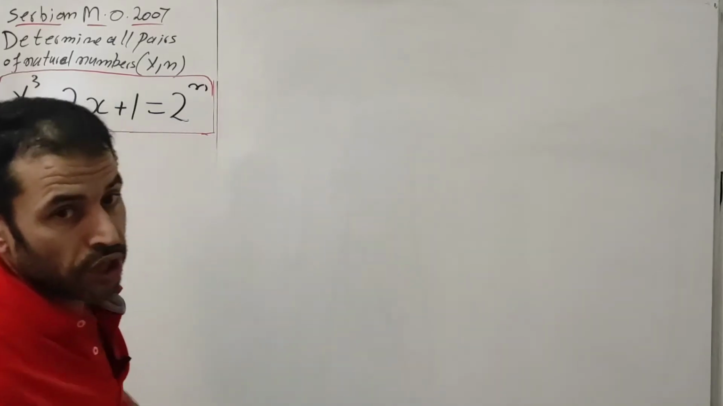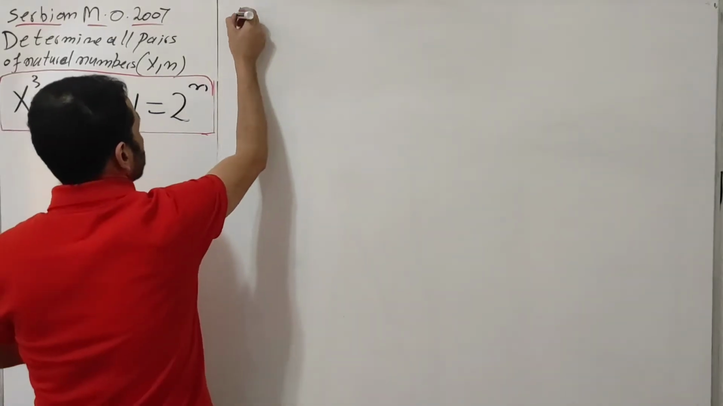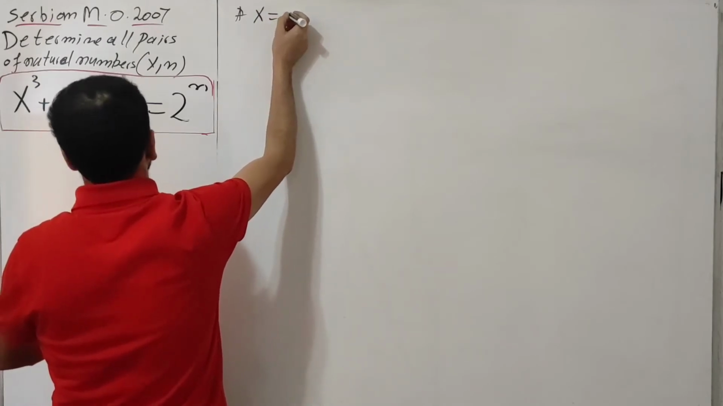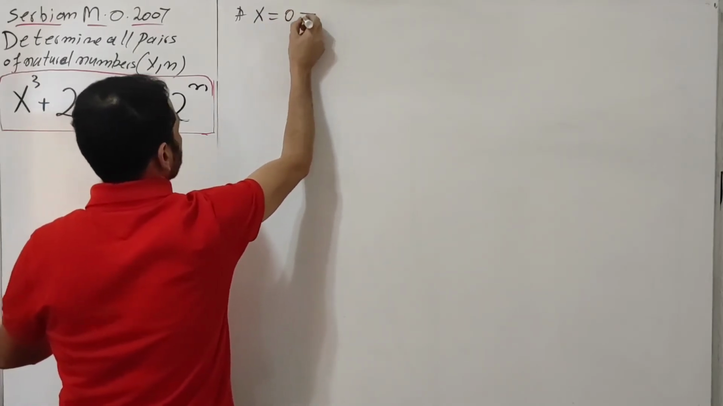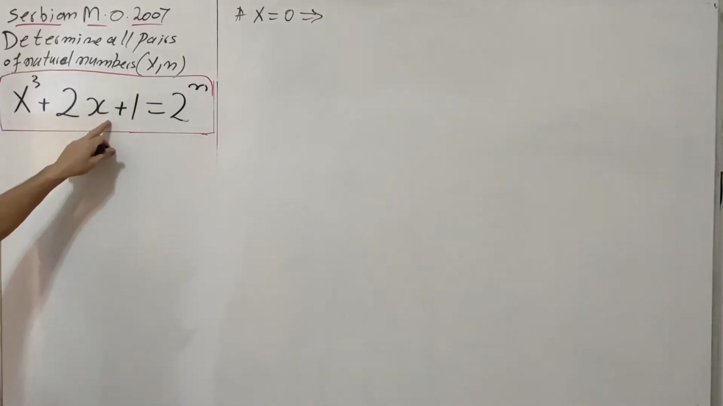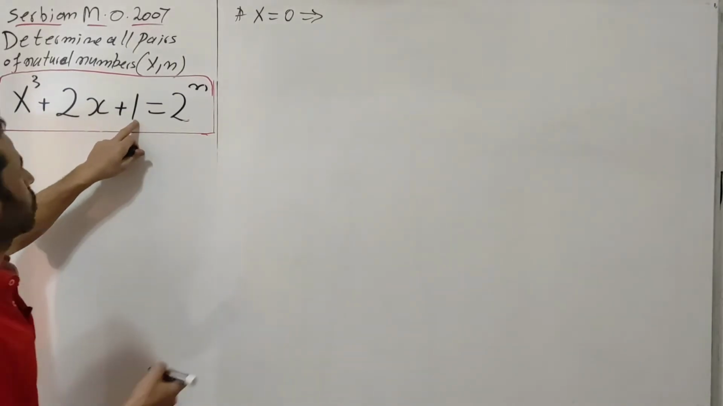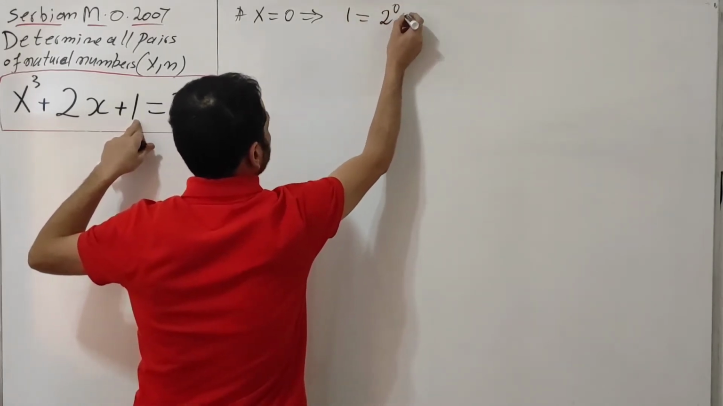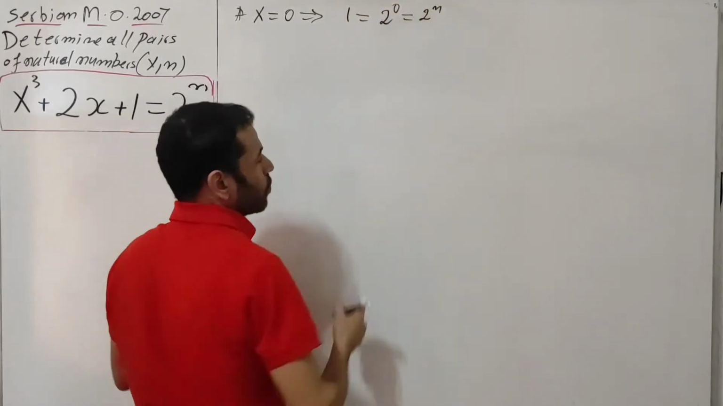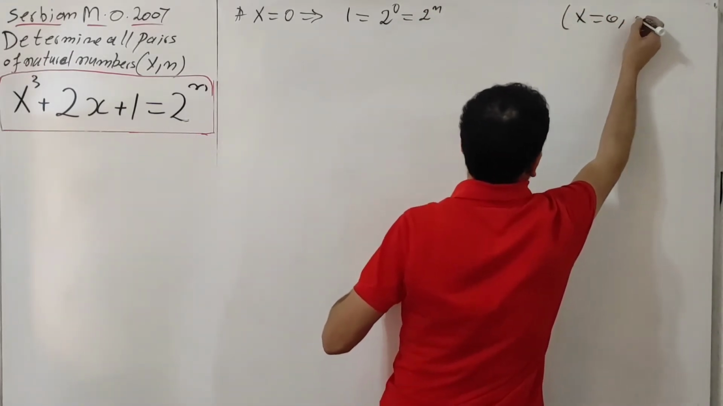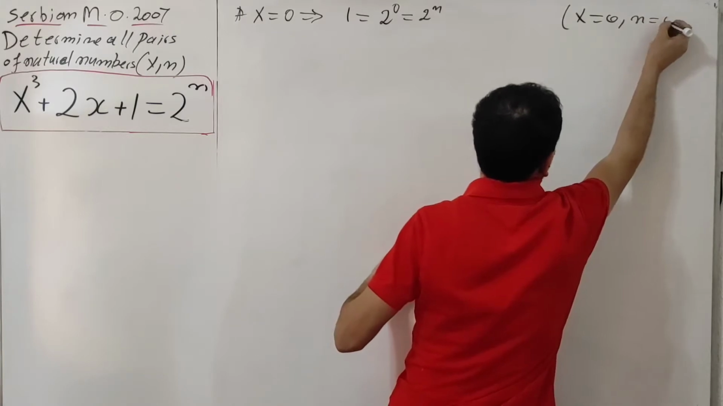Now we are going to check the obvious case. The first case, if x equal to 0. Okay, x equal to 0, I'm going to replace 0 into this equation. I will get 0 here, 0 here. I get 1 equals 2 to the 0, which equals 2 to the n. Now I found the first solution, x equal to 0 and n equal to 0 as well.